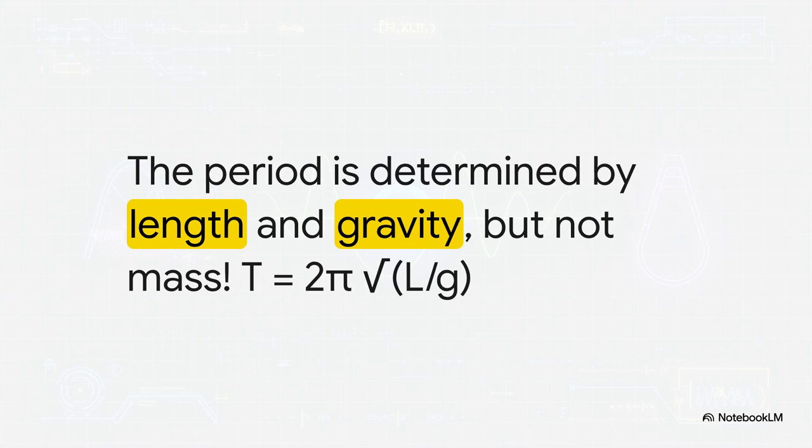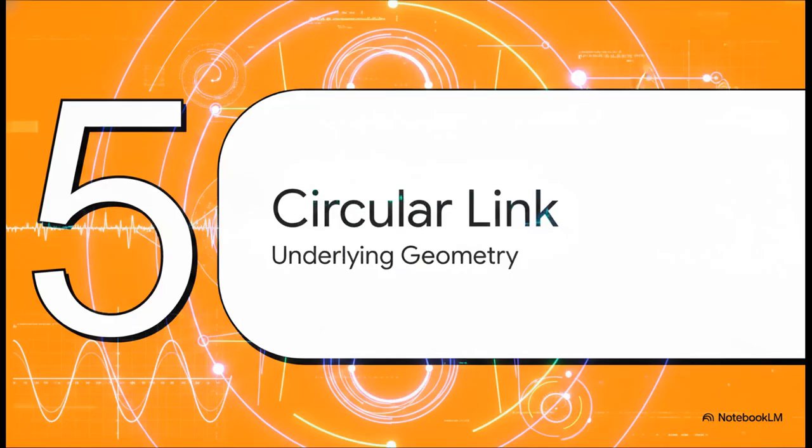But here is where it gets crazy. The telemetry for a simple pendulum shows us something super counterintuitive. Its period is determined completely by the length of the string and the gravity of the planet it happens to be on. Notice what's missing there. Mass. The mass of the bob completely cancels out of the equation, meaning a literal wrecking ball and a tiny glass marble, if put on the exact same length of string, will swing with the exact same period. How wild is that?